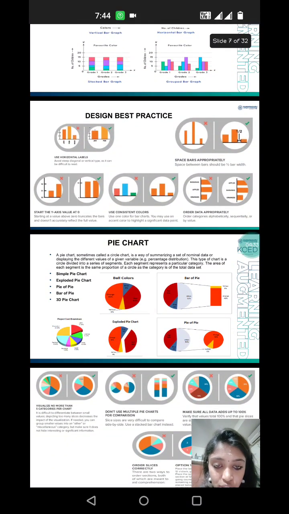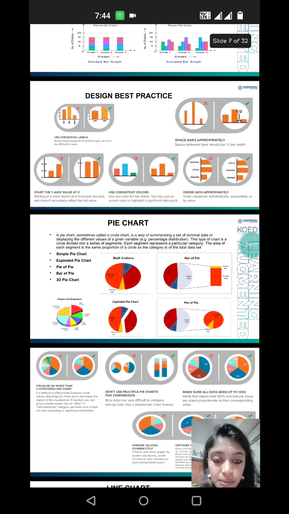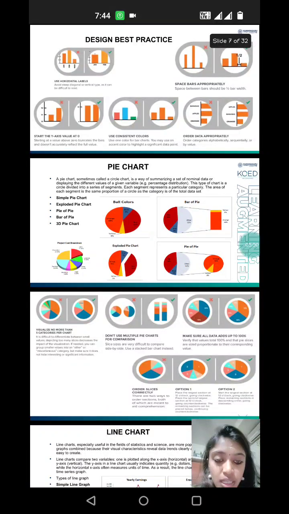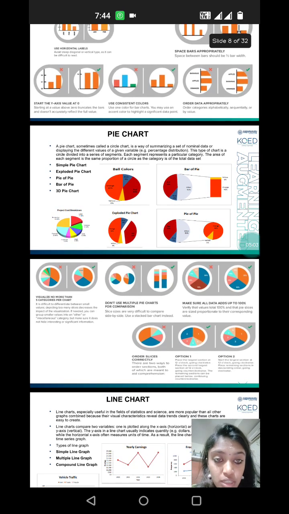Next one is pie chart. A pie chart is also called a circle chart, summarizing a set of nominal data or displaying different values of a given variable at a particular time. The different types of pie chart are simple pie chart, exploded pie chart, pie of pie, bar of pie, and 3D pie chart. You can see the examples for a pie chart over here.